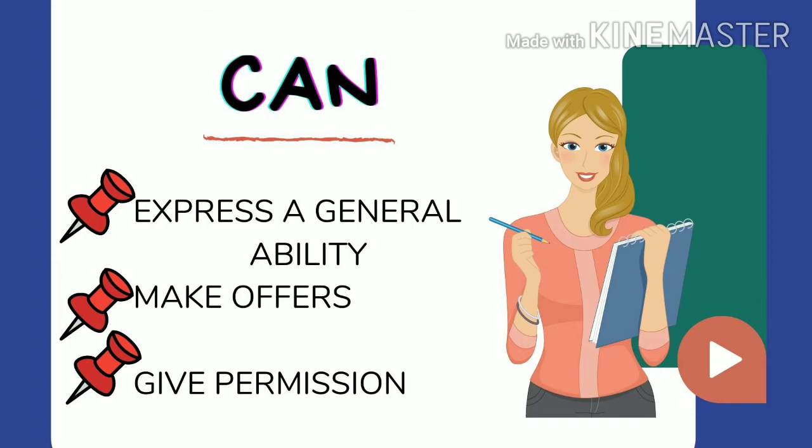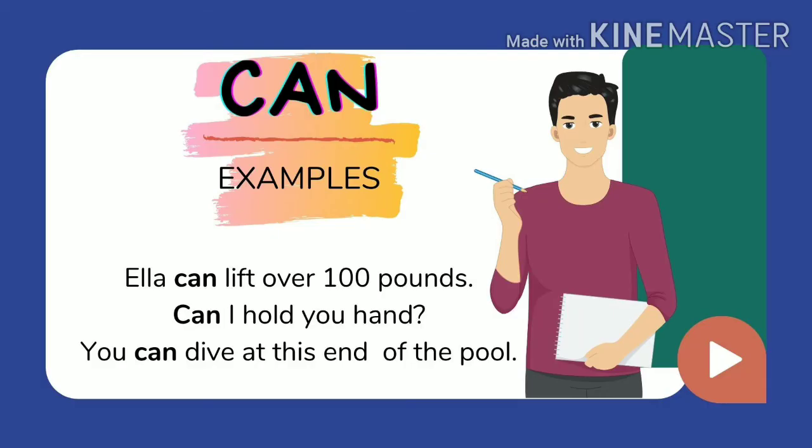We have here examples. Ella can lift over 100 pounds. So Ella has the ability to lift 100 pounds. Can I hold your hand? Okay, you are asking for permission. While you can dive at this end of the pool, you are giving offers. So please remember, if we use can, you have the ability to do it.